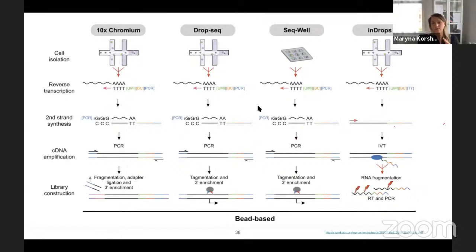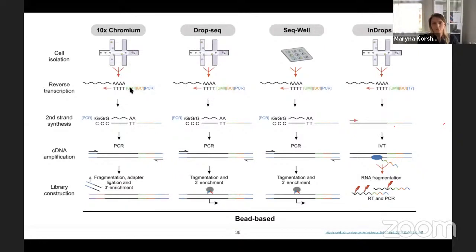The variety of different approaches and the details of the most popular sequencing platforms is high. However, every platform has a lot in common with other single cell sequencing approaches. After isolating the cell, which could be done with different microfluidics approaches or different wells, you do reverse transcription. One of the most important things to know about single cell transcriptomics is that it operates with mRNAs, and that is why you need reverse transcription to receive the cDNAs.